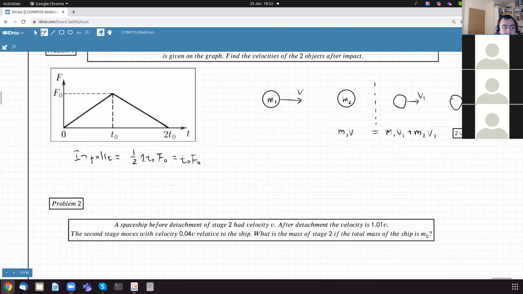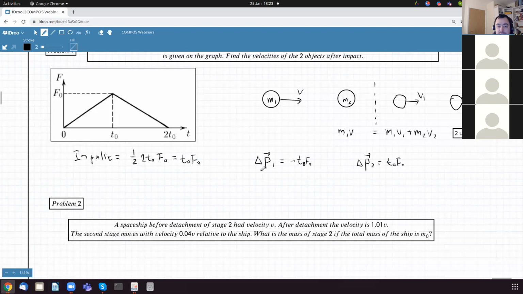So the change in momentum of the first ball is going to be equal to minus t0 f0, because it is hit to the left. When the balls are colliding, there's a force on the ball to the left. And the change in momentum of the second ball is equal to t0 f0.